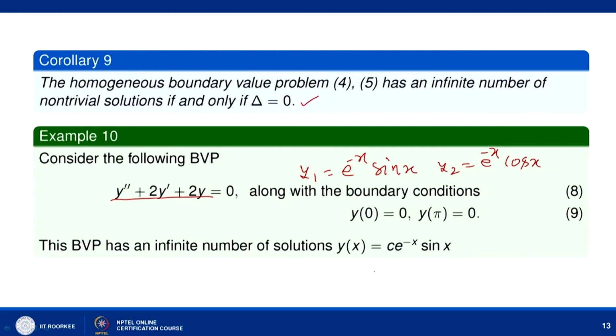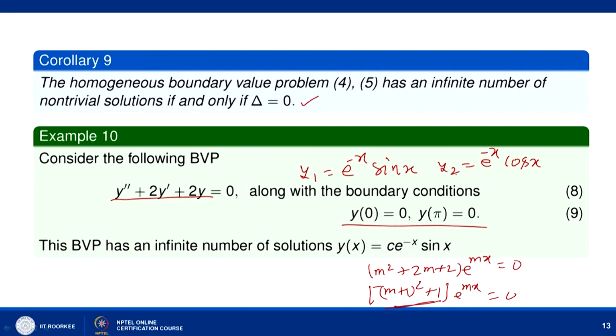Your auxiliary equation is m square plus 2m plus 2 times e to power mx equal to 0, and it is (m plus 1) whole square plus 1 times e to power mx equal to 0. When you put y as e to power mx as a solution here, then you will get this as a solution. So, this quantity has to be 0, and using the boundary condition you can fix it.